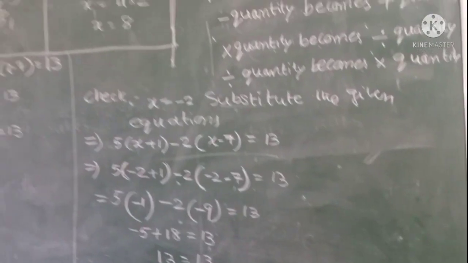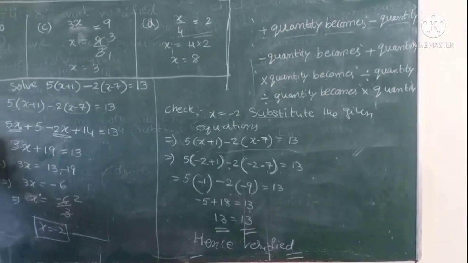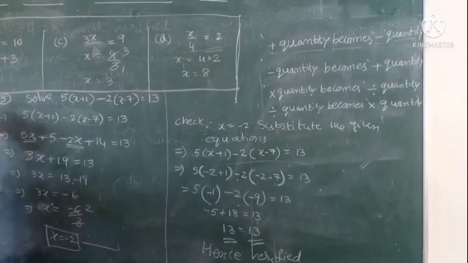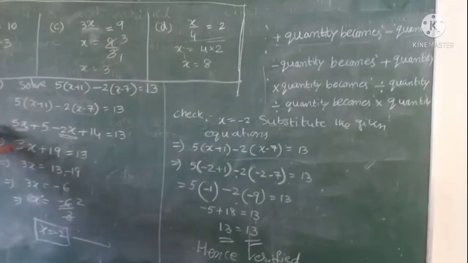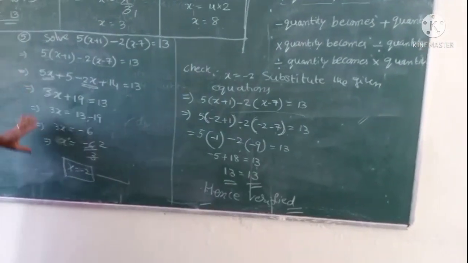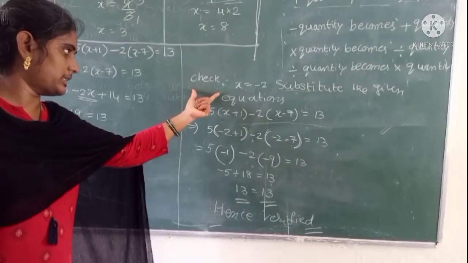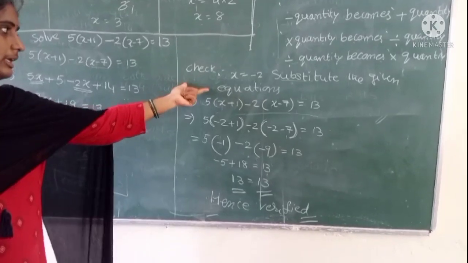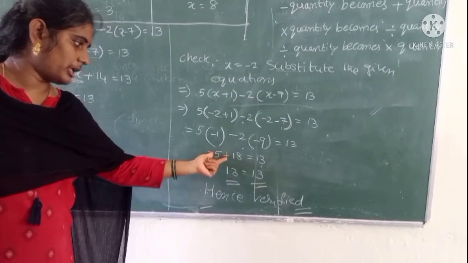Hence verified. You can understand, children? In the examination, we are given the sum, so solve the sum and check them. Only when we do the whole sum is it complete. Here, we found the solution. Here, we checked the x value: whatever x value came, we substituted it in that equation and verified. LHS is equal to RHS.